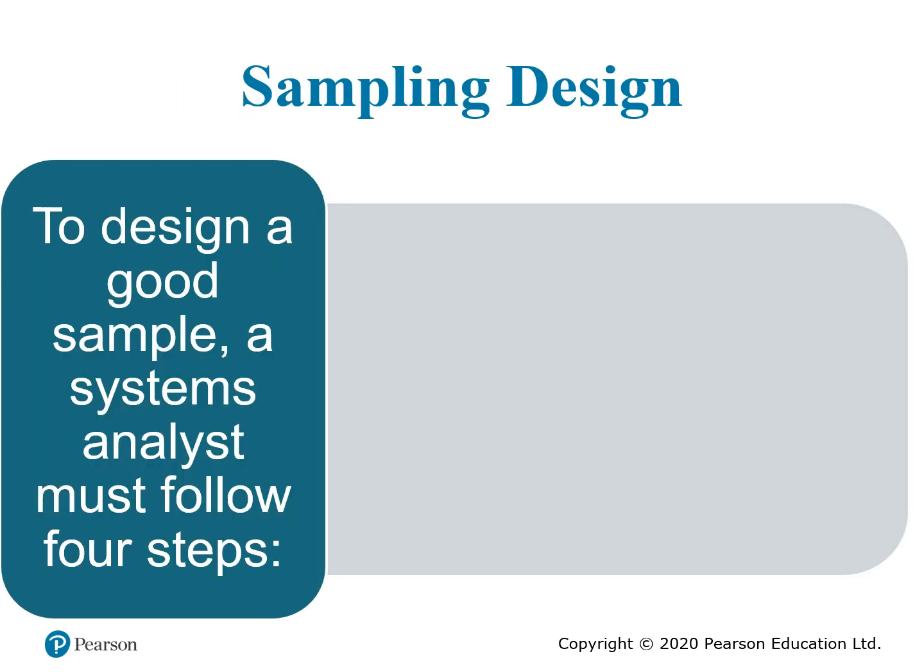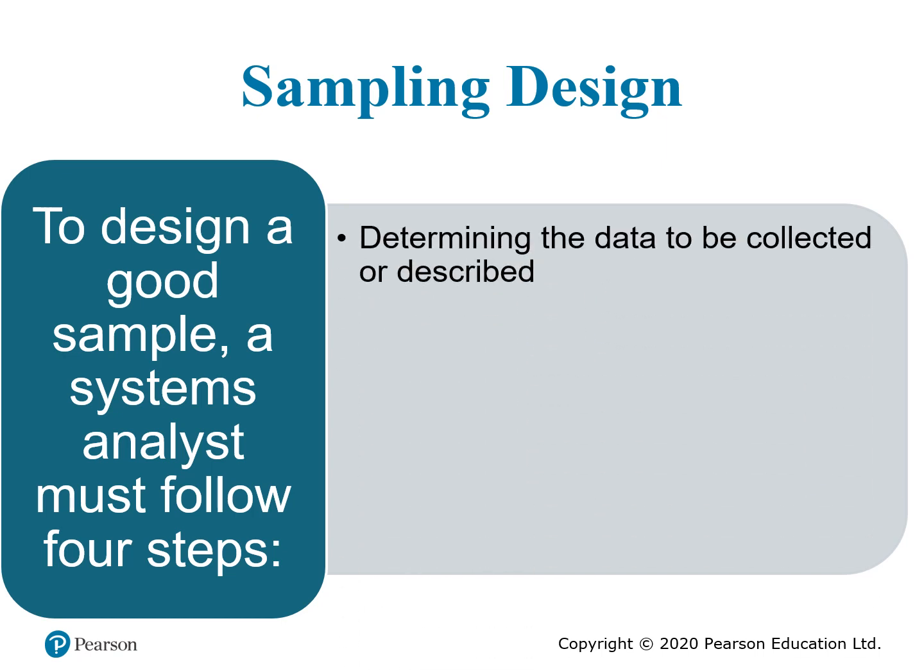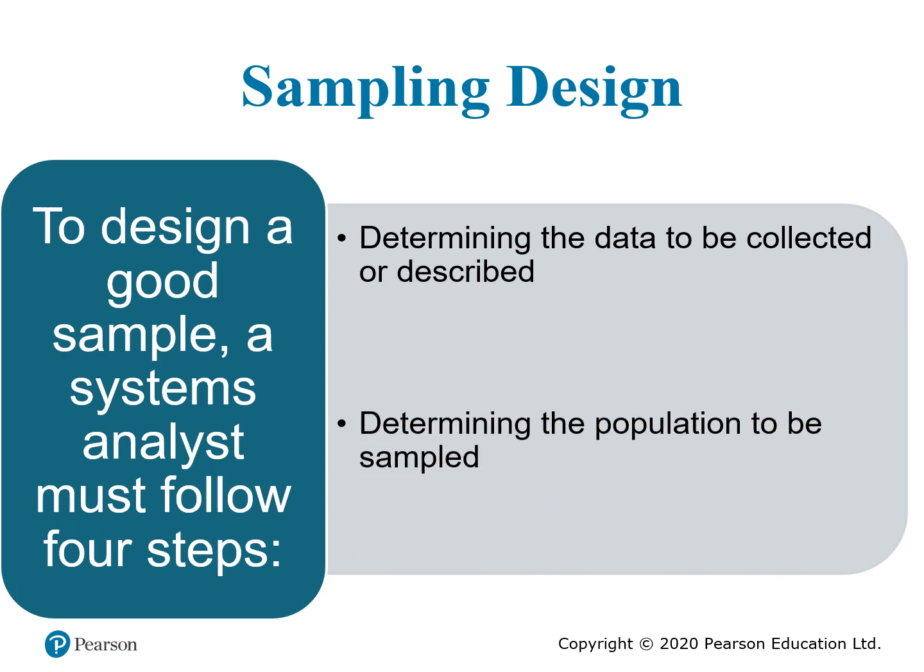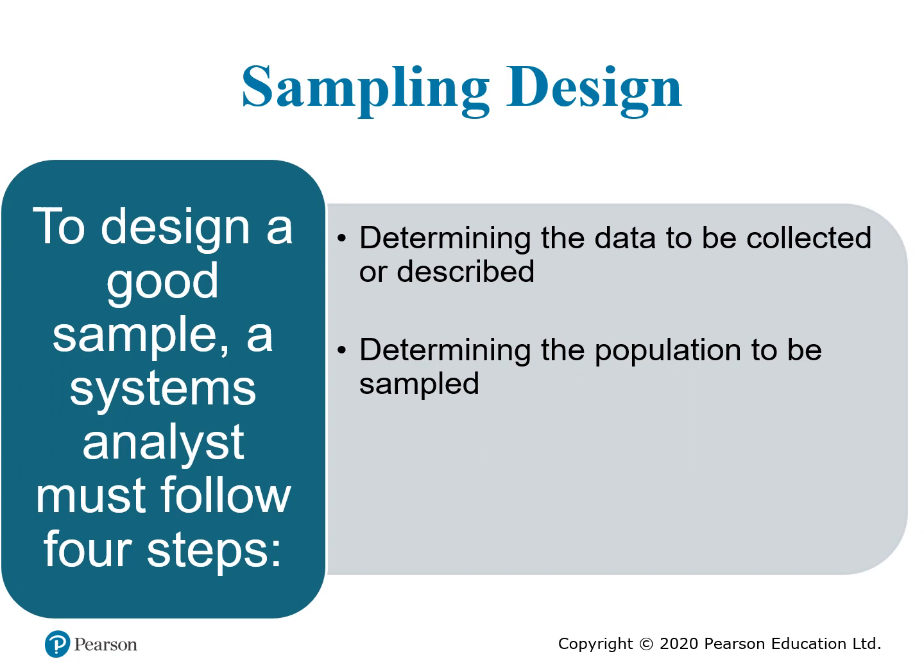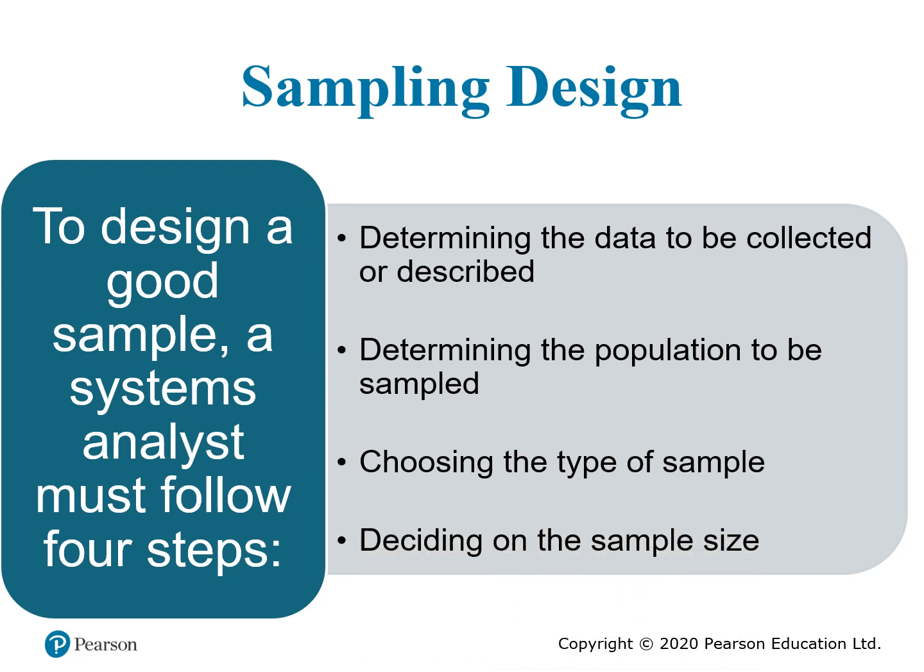There are 4 steps to good sampling design. First, determining the data to be collected or described. Second, determining the population to be sampled. Third, choosing the type of sampling method. And fourth is determining the sample size.